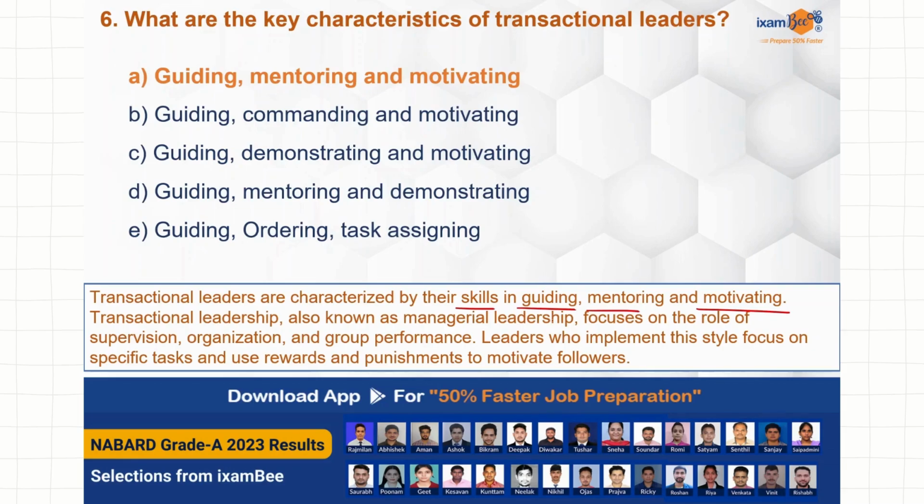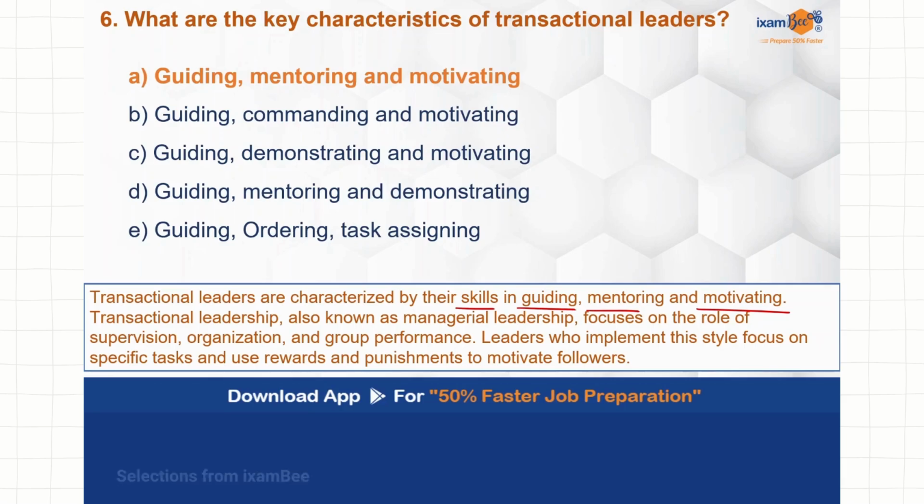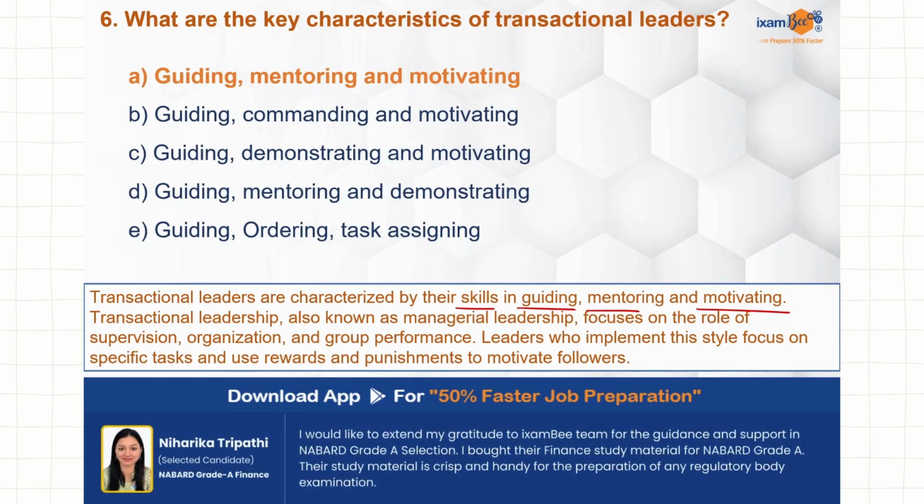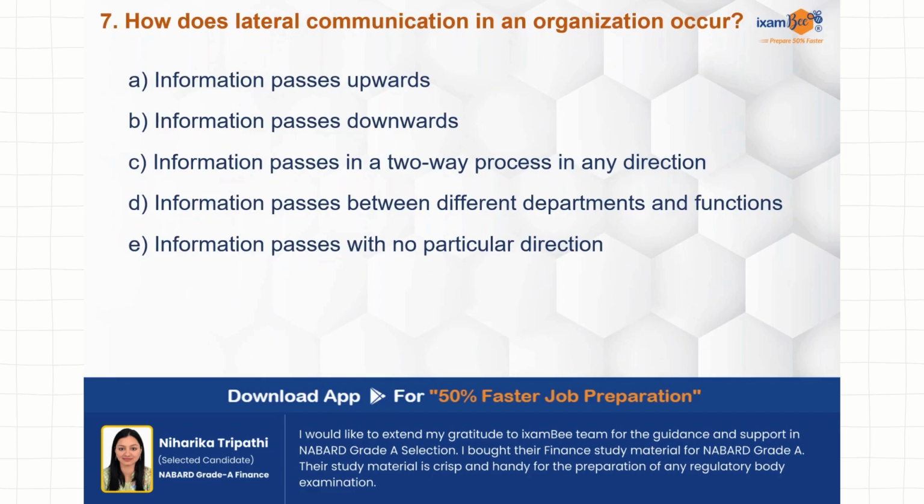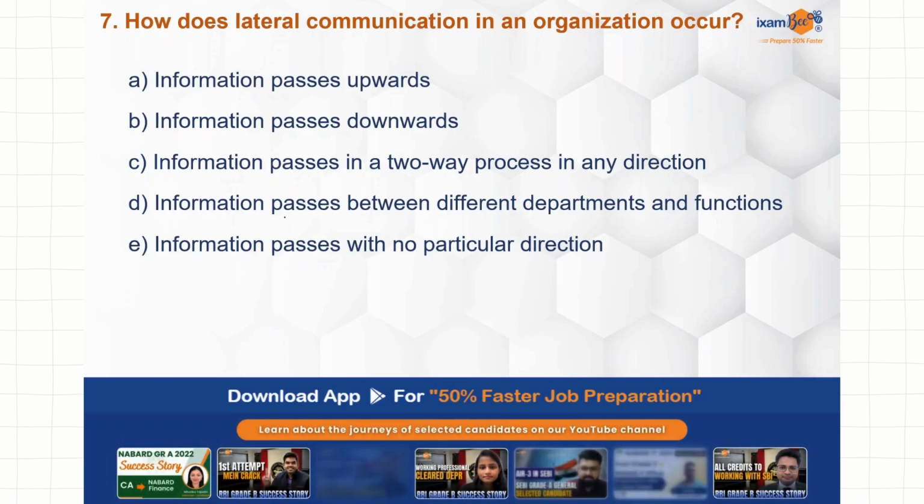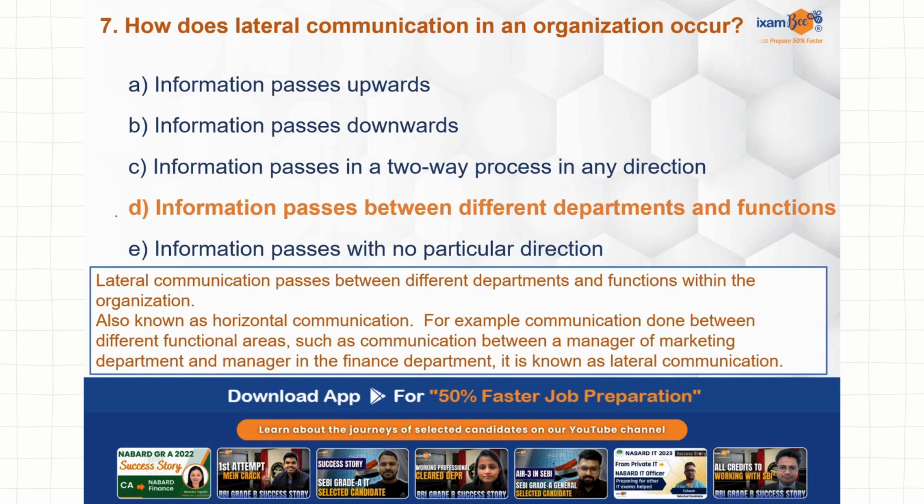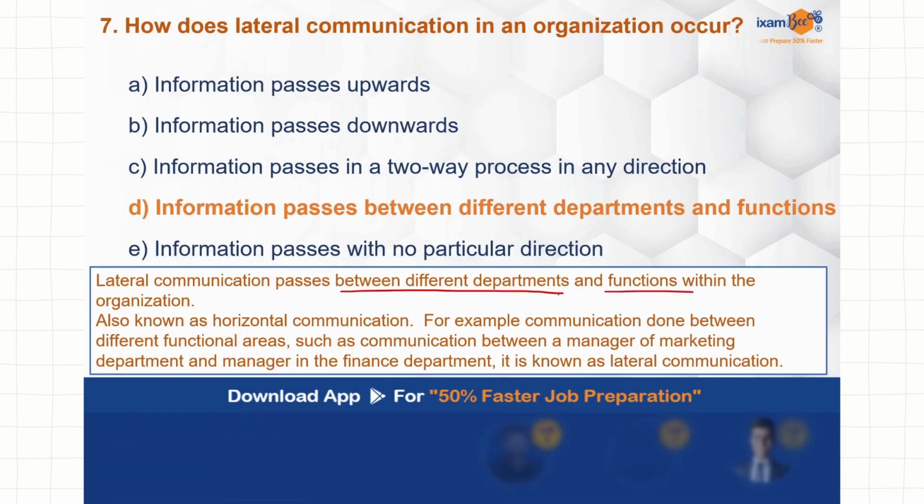Acha, transactional leadership is also known as managerial leadership. So the focus is on supervision, organization and group performance. This question is obviously related to your management subject. How does lateral communication in an organization occur? The information passes upward, or the information passes downward, or is a kind of two-way process in any direction, or the information passes between different departments and functions. So your D choice is the correct answer. Lateral communication passes between different departments and functions within the organization.